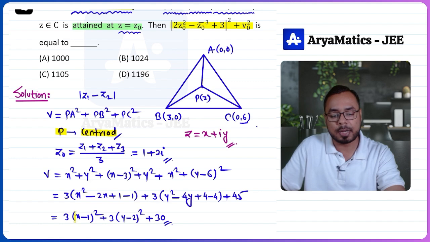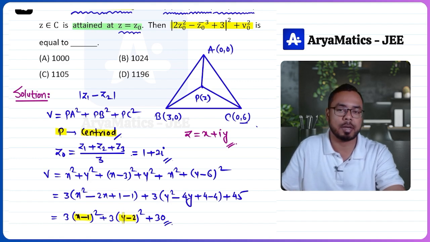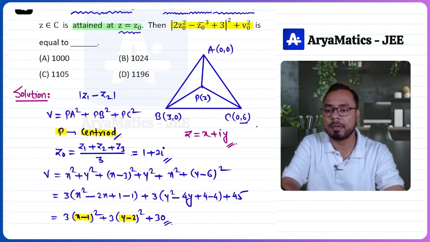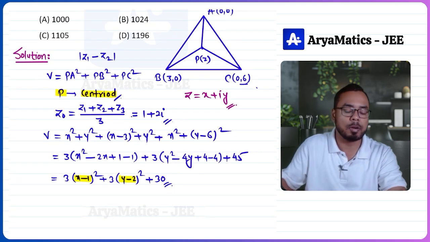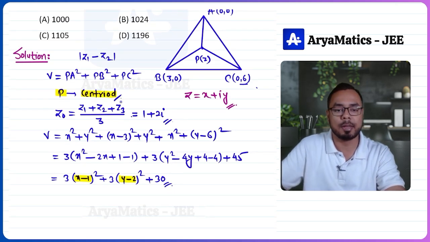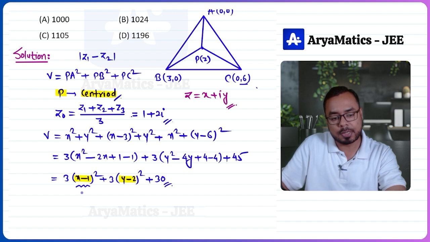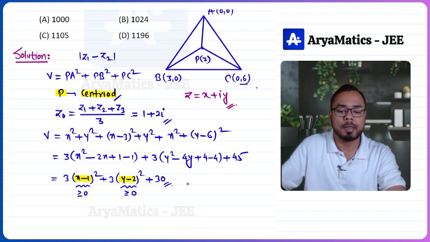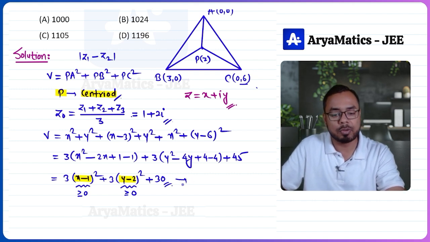Now again you can see that these two terms are perfect squares, so they will be either positive or 0. They cannot be negative because x and y are real numbers. So if this term is always greater than or equal to 0, and similarly this term is also always non-negative, then clearly you can see that the minimum value of this function v, or v naught, is nothing but 30.